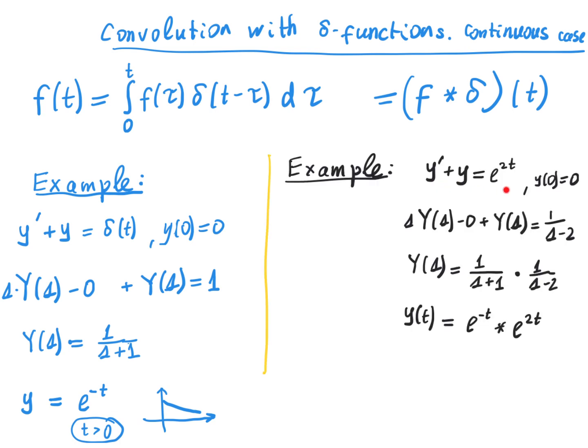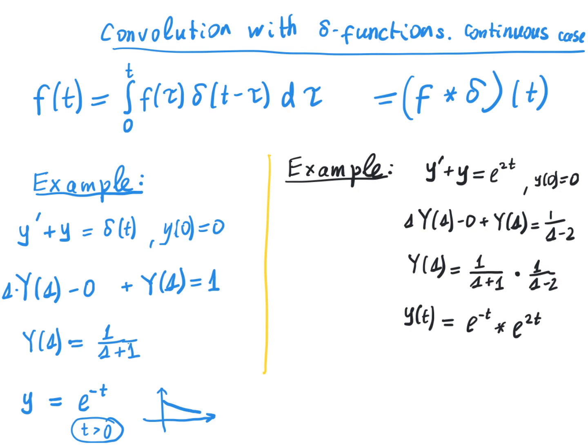Here's another example. Suppose this time the same equation, but the right side is e to 2t. As usual, we apply the Laplace transform. The Laplace transform of e to 2t is 1 over s minus 2. And again, the left side is the common factor Y of s times s plus 1. So when you isolate capital Y of s, you get a product of two fractions.